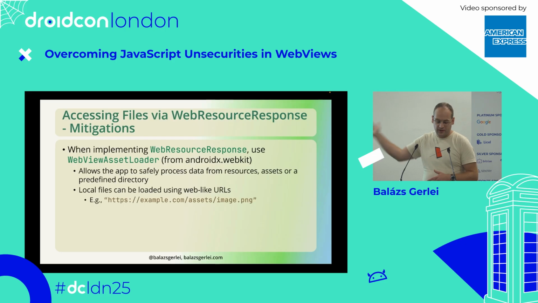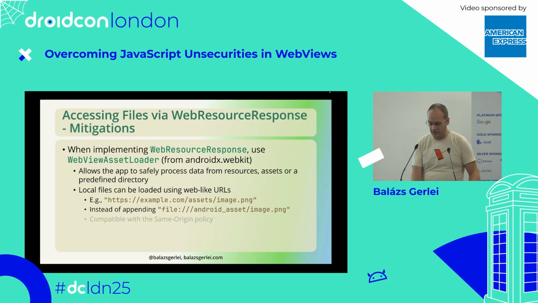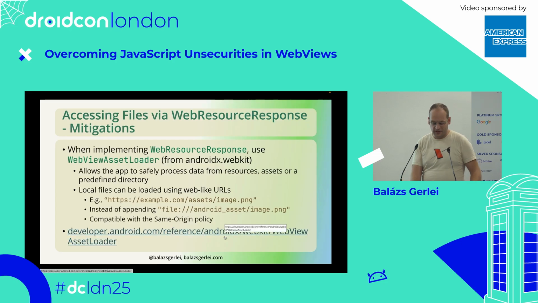So, for example, you can publish an image from the assets folder of the Android app like this. You can see it is /asset/image.png instead of expecting this whole file URI appended to the end of the regular URL. And it's compatible with the same-origin policy, so you don't need to manually do that. There's some reference documentation that you can check out.